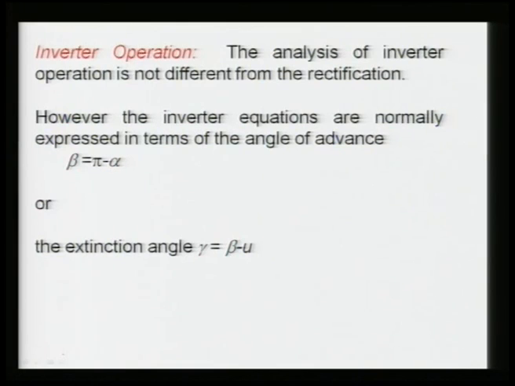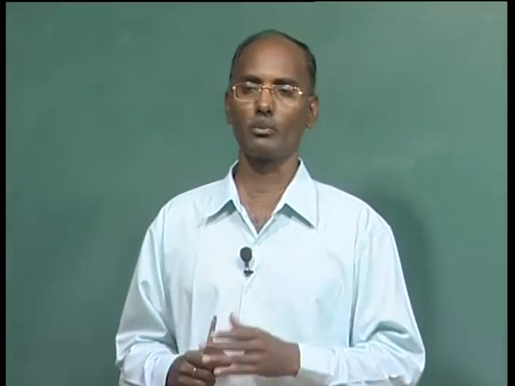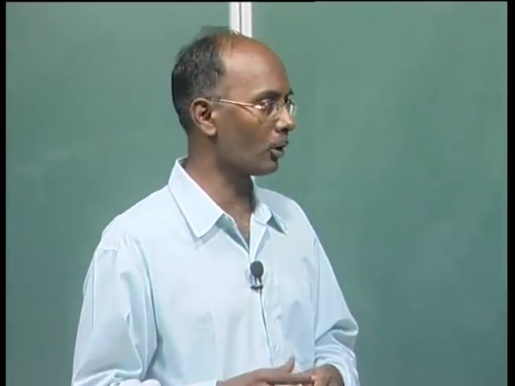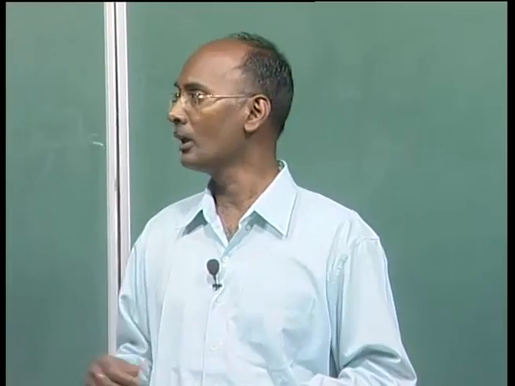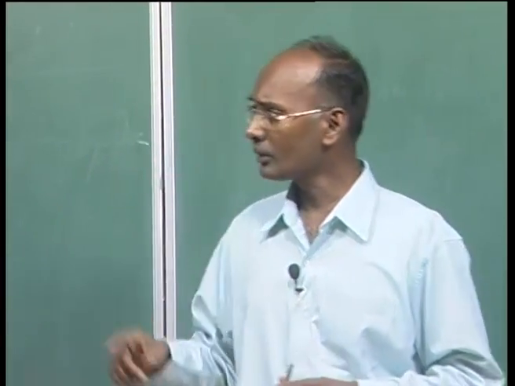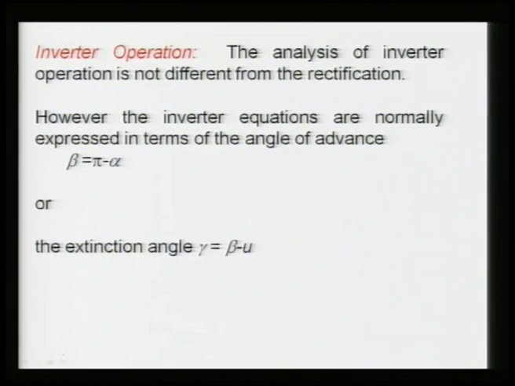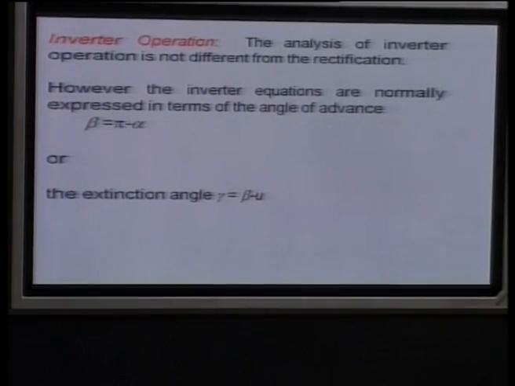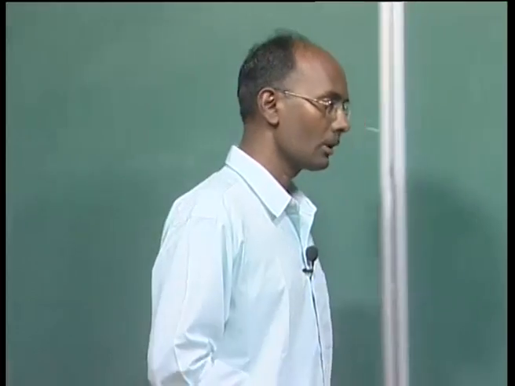Even though last time I said there is no big difference between converter and rectifier operation, the only difference is that the delay angle is more compared to the rectifier. Rectifier is alpha delay up to 90 degrees, and if you delay more then it comes in the inverter operation. Therefore, we have two terms normally used in inverter operation: the angle of advance, which is just opposite to the delay angle, and the extension angle, which is beta minus u, where u is the overlap angle.